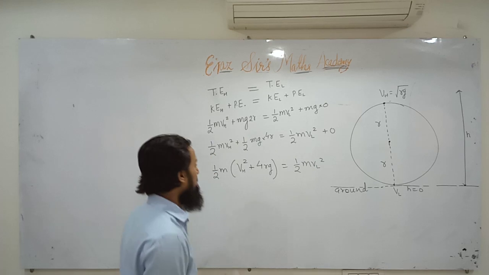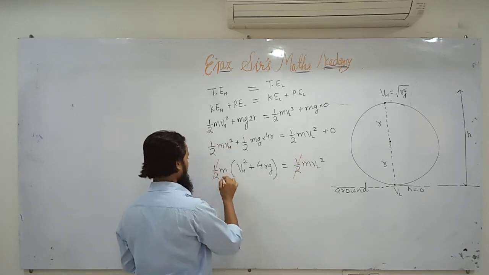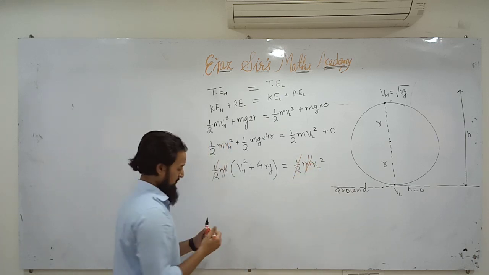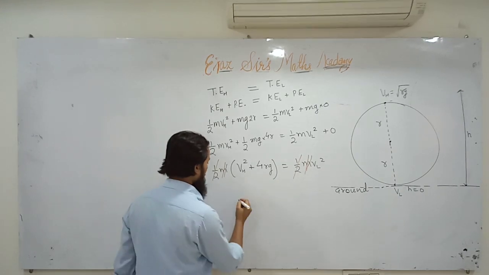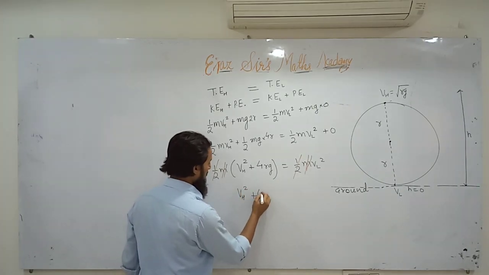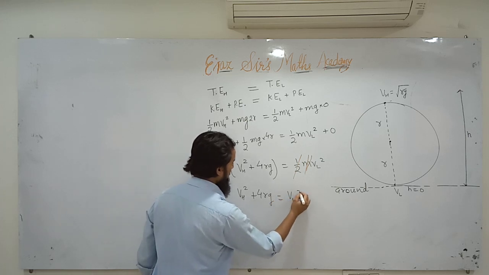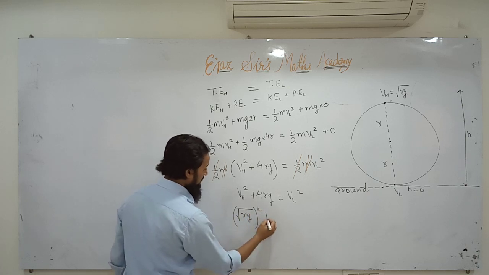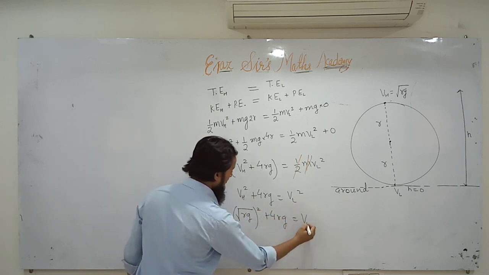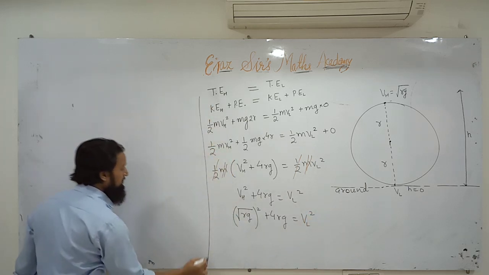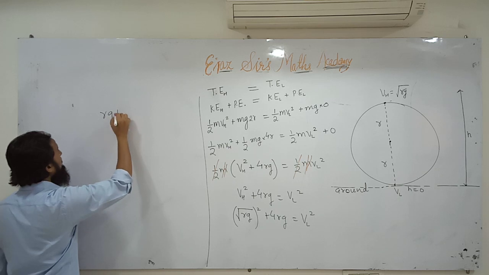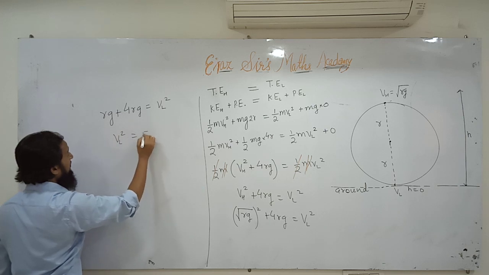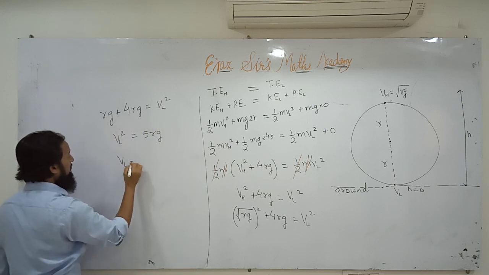Now I will cancel this half and this half will get cancelled. This m and this m also will get cancelled. What is left? Vh square plus 4rg is equal to vl square. Now put the value of Vh, which is known to us, root rg, its square plus 4rg is equal to vl square. rg plus 4rg is equal to vl square. So we can write vl square is equal to 5rg. So vl is equal to root 5rg.